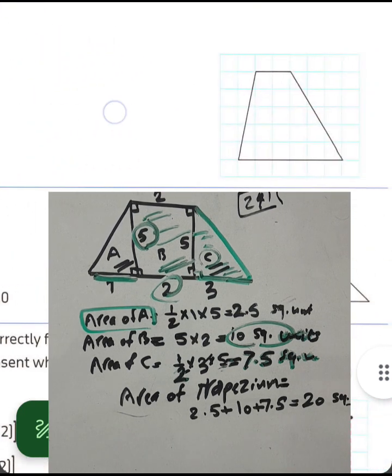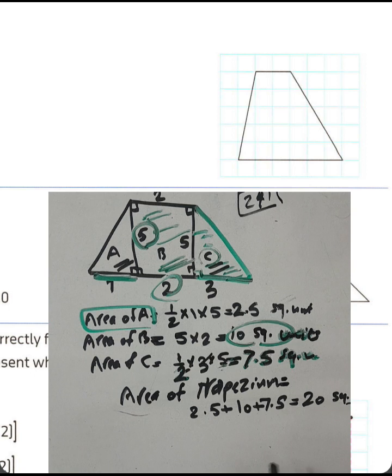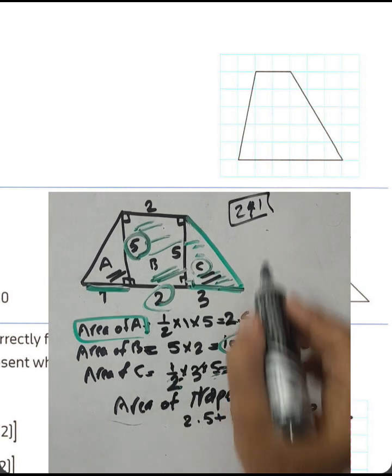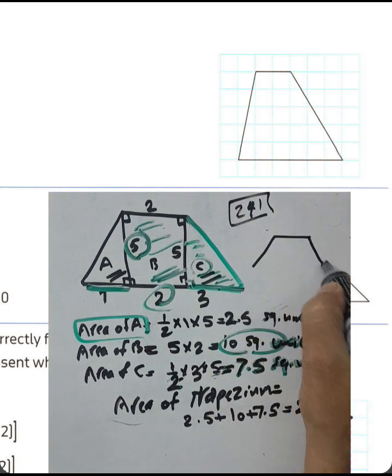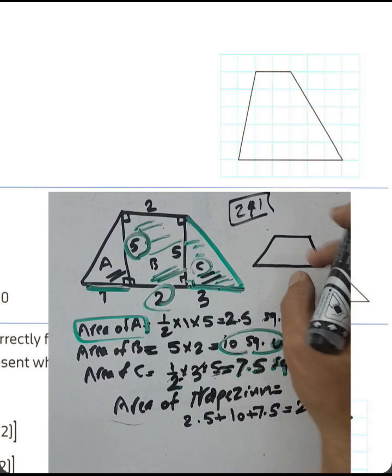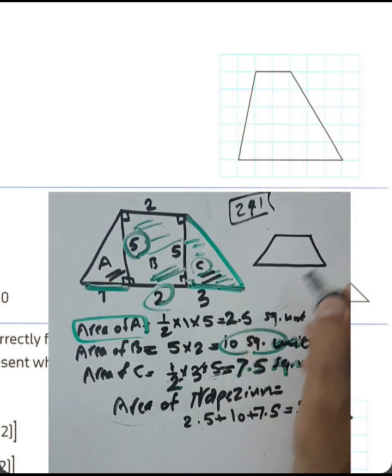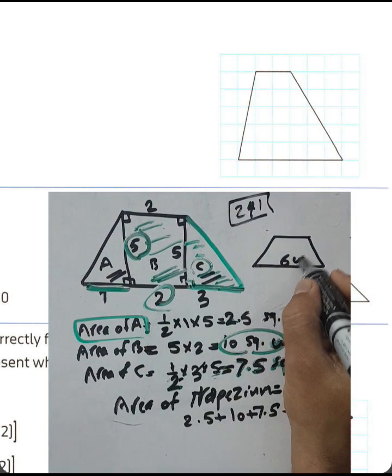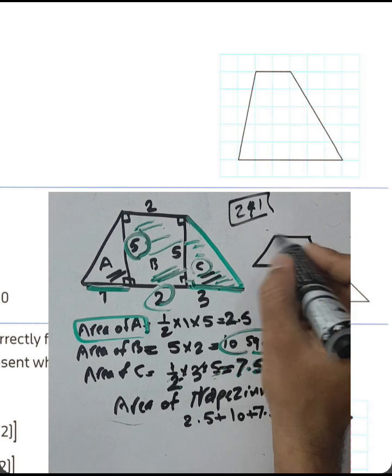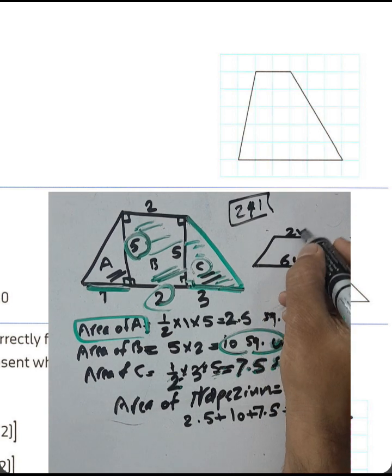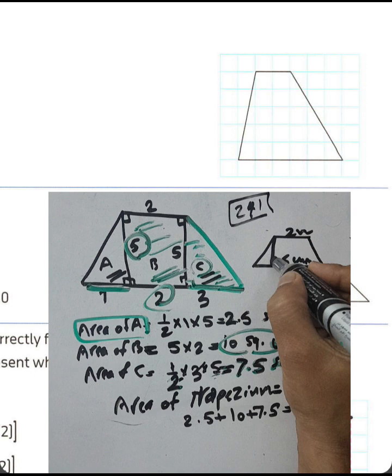Okay, I will solve this example by another method. For this method, you must know first the first base and the second base. The first base: 3 plus 2 plus 1 is 6 units, and the smallest base was 2 units, and the height here was 5.